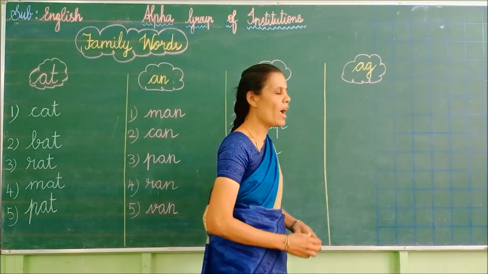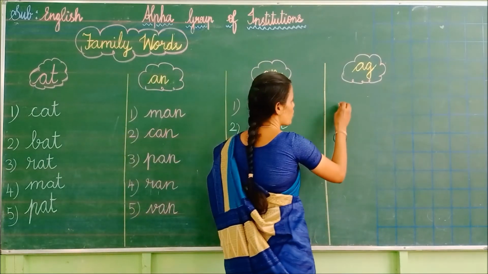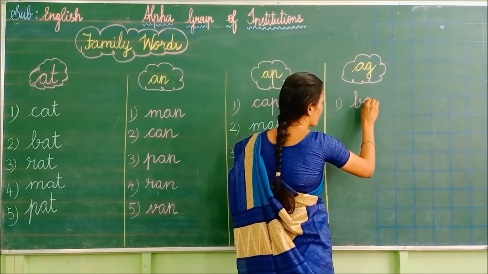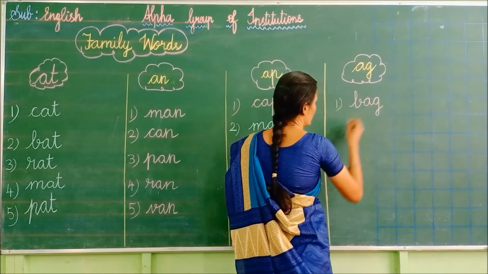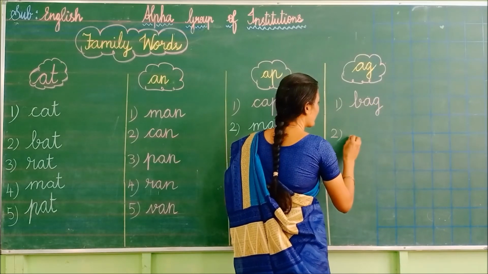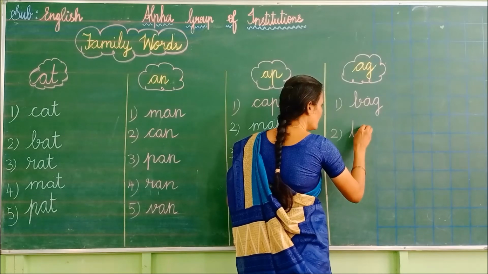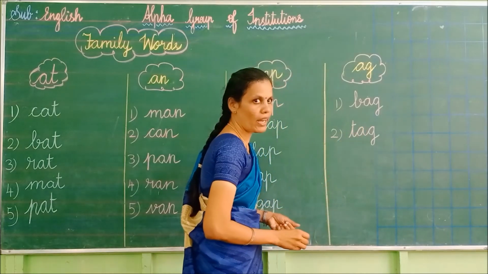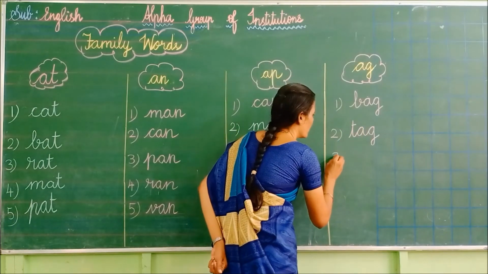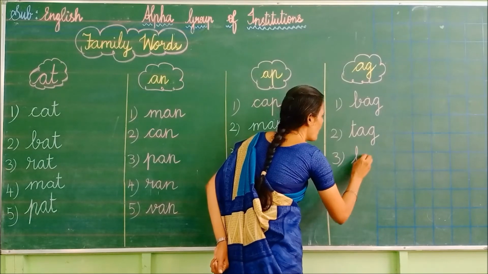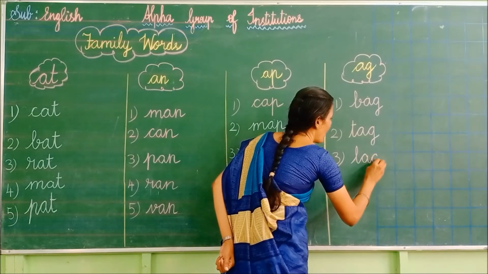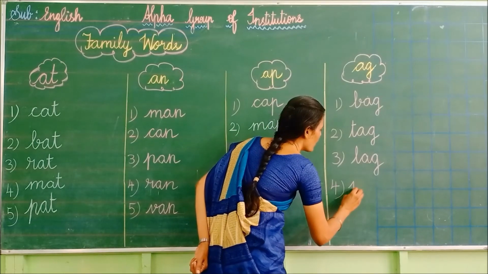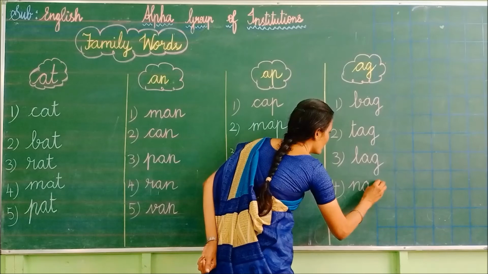Now we'll move on to ag words. First one, bag. Ag. Bag. Second one, tag. Ag. Tag. Next one, lag. Ag. Lag. Next one, nag. Ag. Nag.